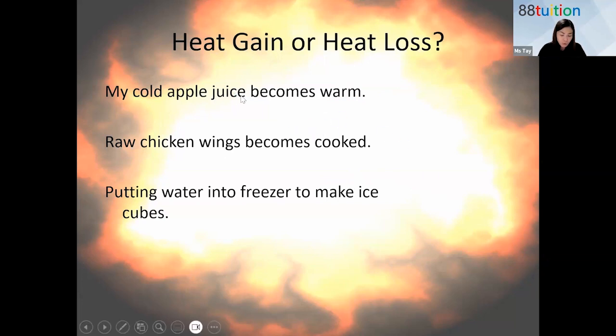So my cold apple juice becomes warm. Is this a heat gain or a heat loss? Let's try. Is this a heat gain or a heat loss? Okay, I want to see your responses. Yeah, many of you are typing. Yeah. Cold apple juice becomes warm. Yeah. Heat is gained by the apple juice, right? Calista as well as Clarice. Very good. Louise also, heat gain.